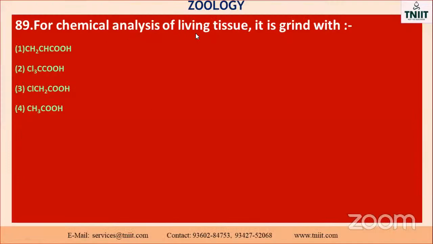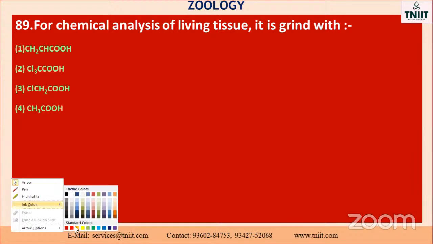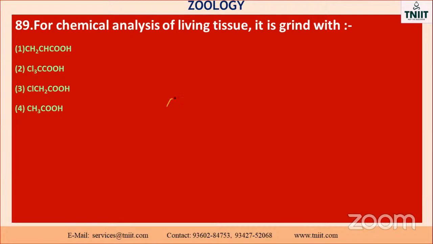For the chemical analysis of living tissues, it is ground with normally all the chemicals already in our laboratory, but there are so many things in our laboratory. Suppose we have any tissue structures, okay, how will we grind with the help of this one, CH2, CH, COH? No. Cl3, C, OH, no. So this one is not right. This is called acetic acid.